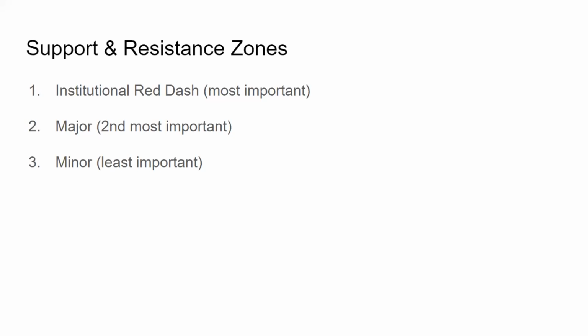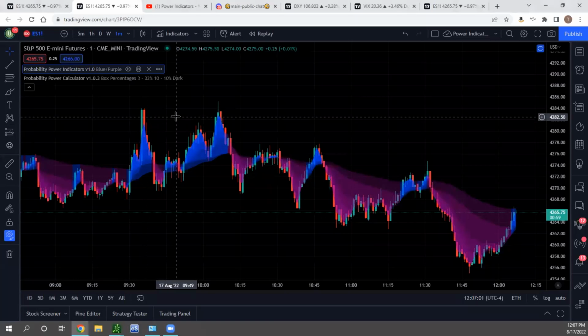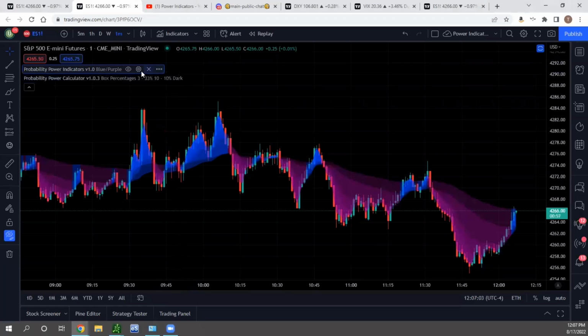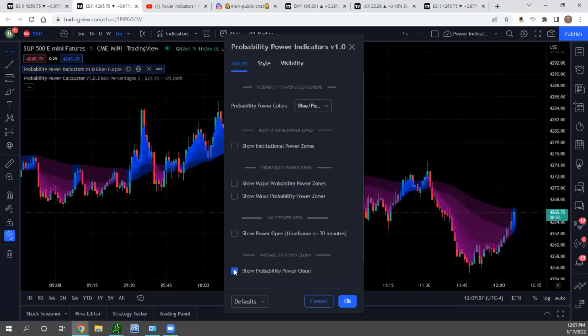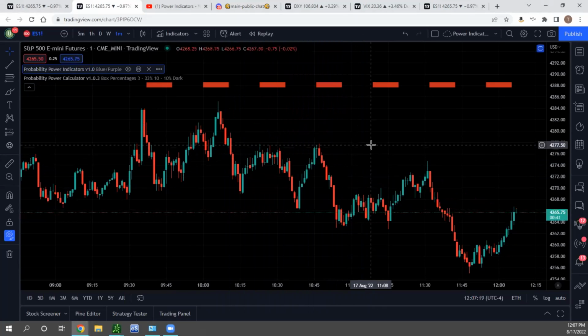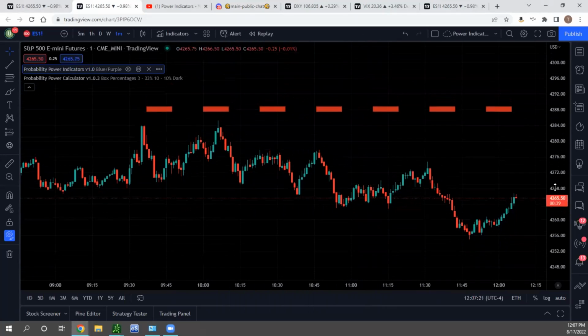So let me go ahead and pull back the charts and show that to you. I'll go back to the gearbox here on the probability power indicators. I'm going to turn the power cloud off for now. And see here, we have the institutional power zones. So I'm going to check that. Excuse me, we'll start with those. And now you can see, let me zoom out a little bit.